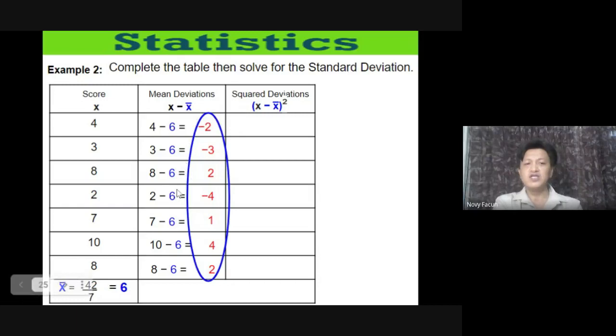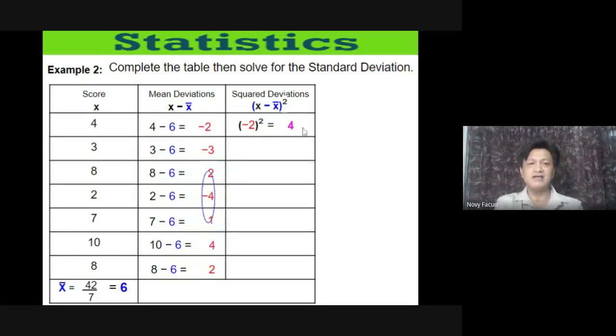Ibig sabihin yan, square lang natin yung nakuha natin dito sa mean deviation. Kaya nga, that is negative 2 squared. Ibig sabihin niya, negative 2 times negative 2. Multiply mo sa sarili niya. Always positive dapat. Kaya nga, that is 4. Then, negative 3 squared, that is 9. 2 squared, meaning to say 2 times 2, 4 yon. Then, negative 4 squared, ibig sabihin negative 4 times negative 4, positive 16.